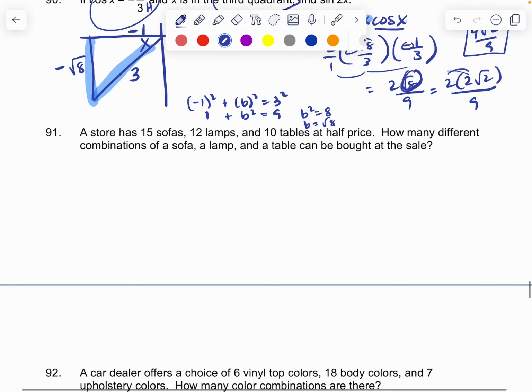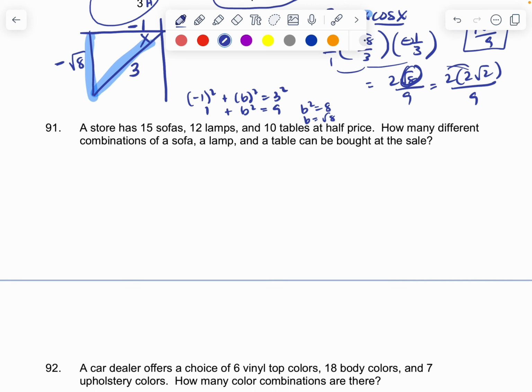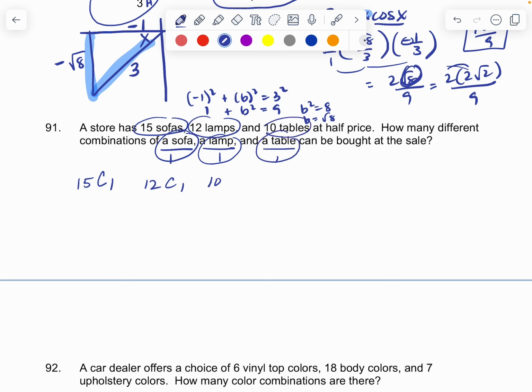Okay, so you have a store with 15 sofas, 12 lamps, and 10 tables at half price. How many different combinations of a sofa, a lamp, and a table can be bought at the sale? So a sofa means one sofa, a lamp means one lamp, and a table means one table. So look, I have 15 sofas, and I'm trying to choose just one. So I'm choosing one, okay? And then I have 12 lamps, and I'm just choosing one. And then I have 10 tables, and I'm choosing one.